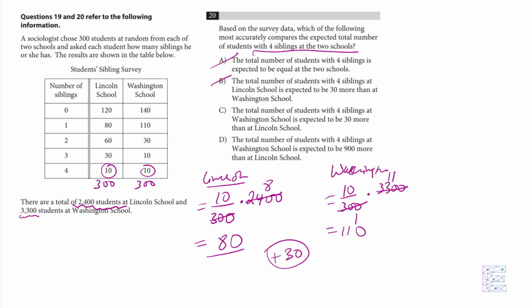The total number of students with 4 siblings at Washington High School is expected to be 30 more than Lincoln. This is it. We can clearly see that Washington is 30 more than 80. So C is it.